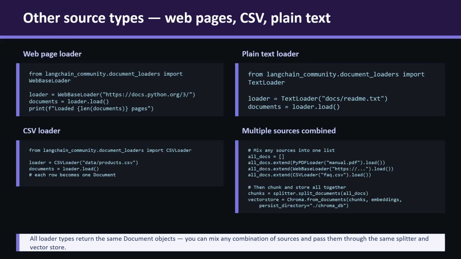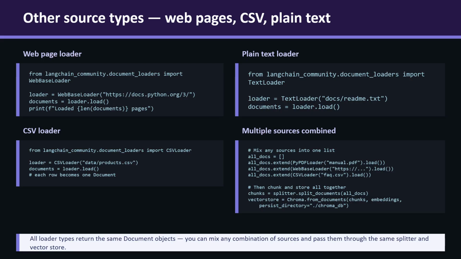Next, other source types. The same pipeline works with any source type because all loaders return the same document format. The web-based loader takes a URL and uses a library called Beautiful Soup under the hood to parse the HTML. HTML stands for Hypertext Markup Language. It is the code that web pages are written in. Beautiful Soup strips out the HTML tags and returns the plain text content.